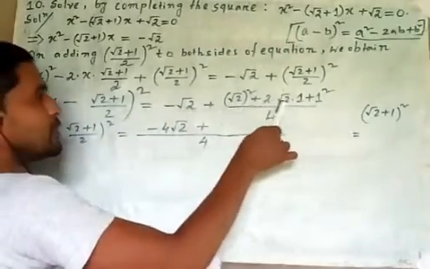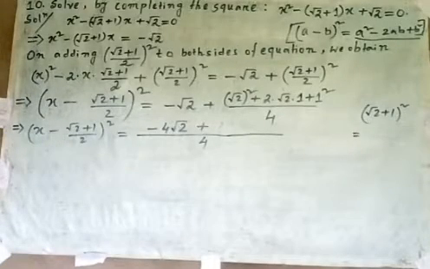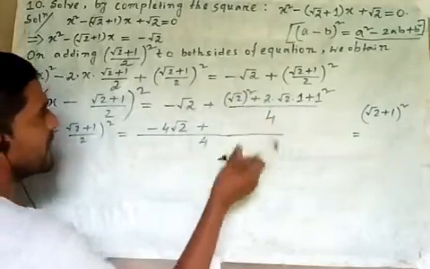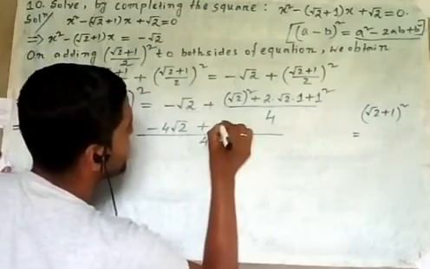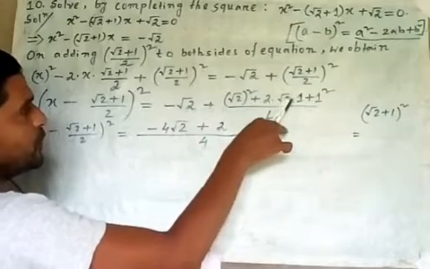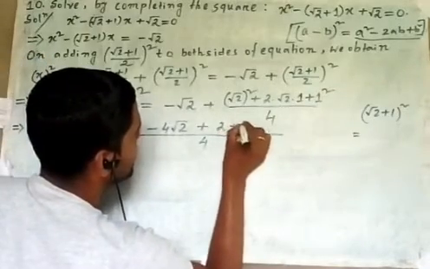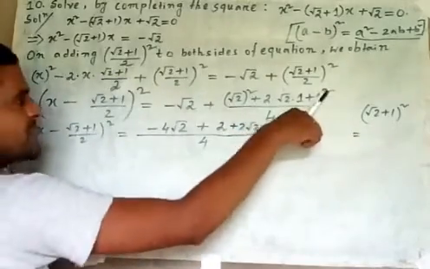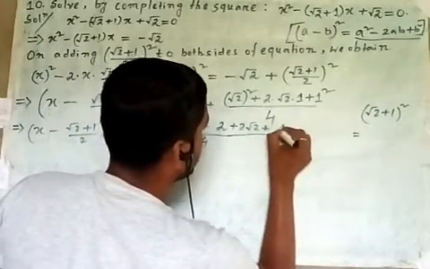1 into √2, √2 into 1, it will be the same. If you multiply anything by 1, you will get that thing only. So √2 square means root and square will be cancelled. How much remains? Only 2. Then 2√2 into 1, so 2 into √2, 2√2, plus 2√2, then plus 1 square means 1, so plus 1.